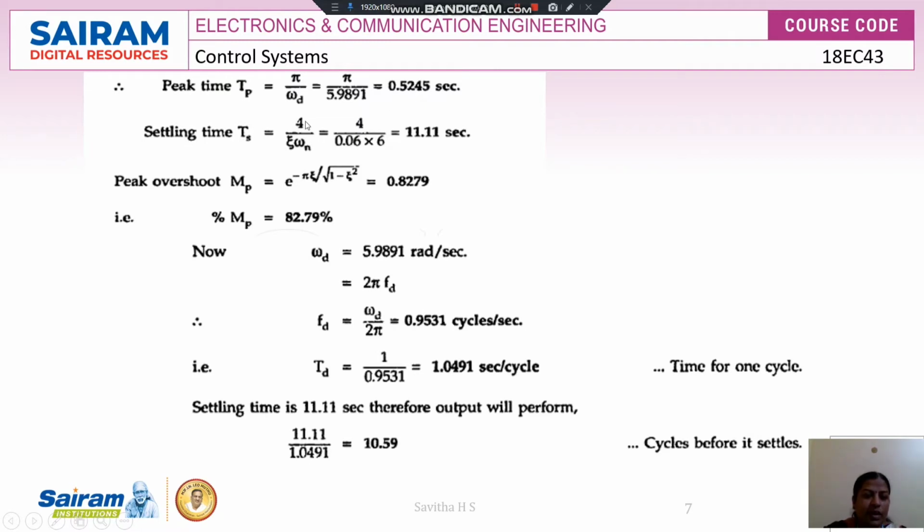And the settling time formula is 4 divided by zeta omega n. Already we got the value of zeta and omega n. Substitute here, I'll get 11.11 seconds.